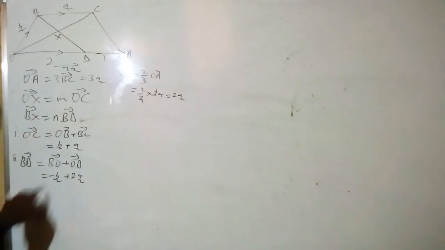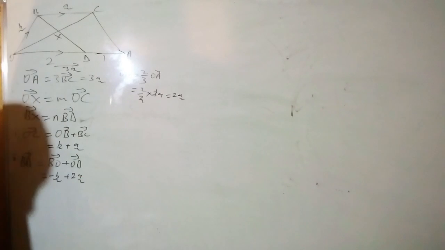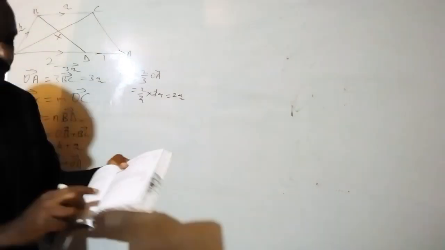Correct. Next, after that, writing OX in 2 different ways. Write the value of m, n and OX.